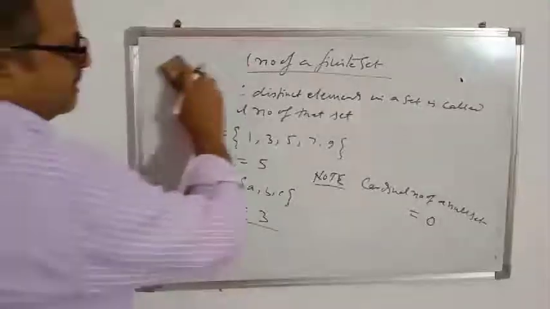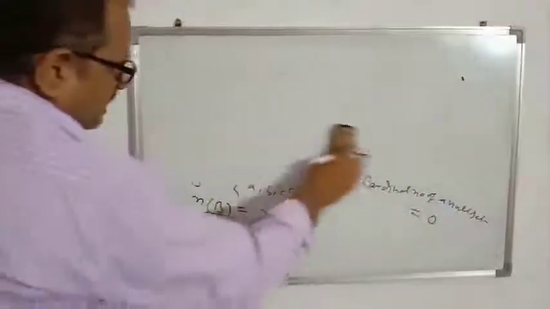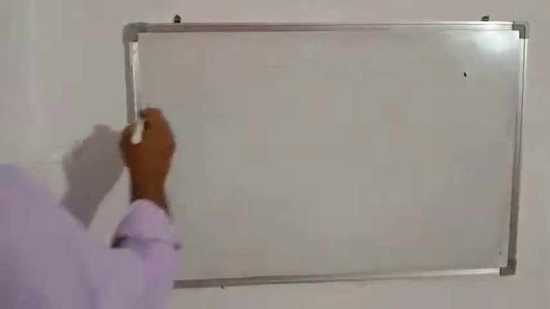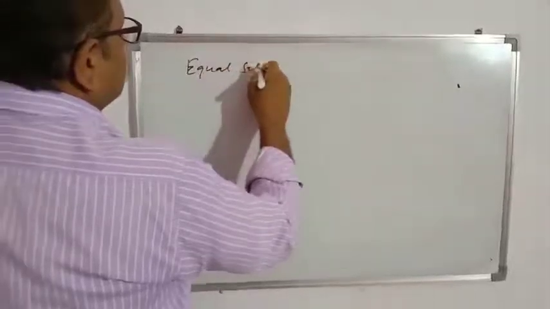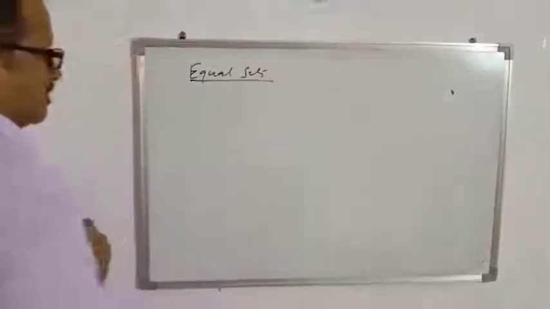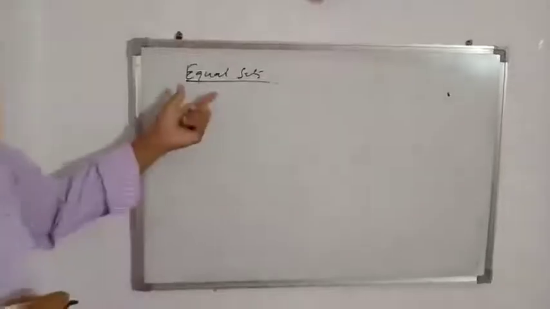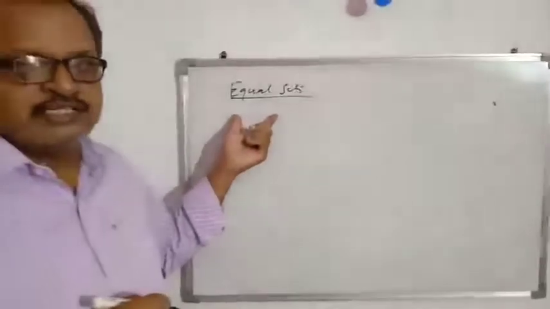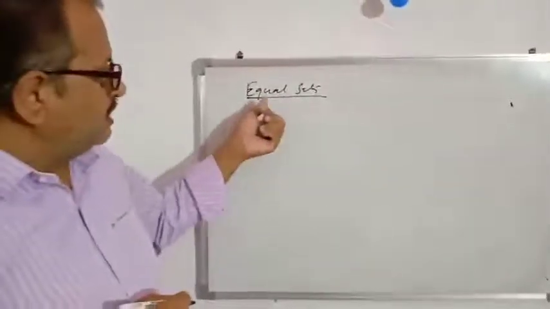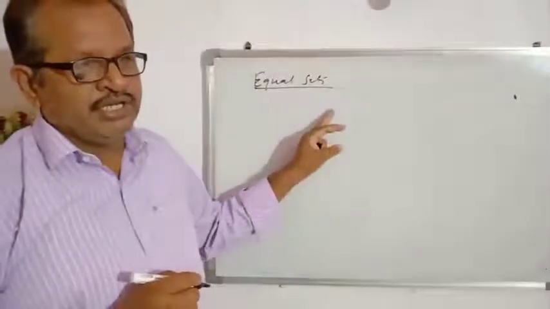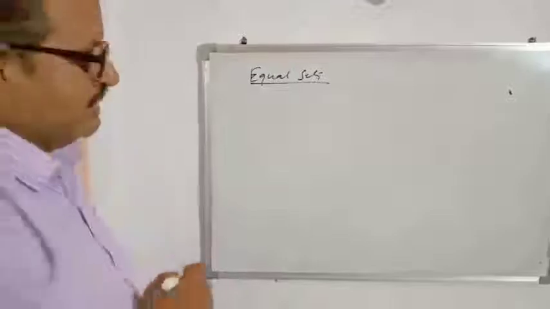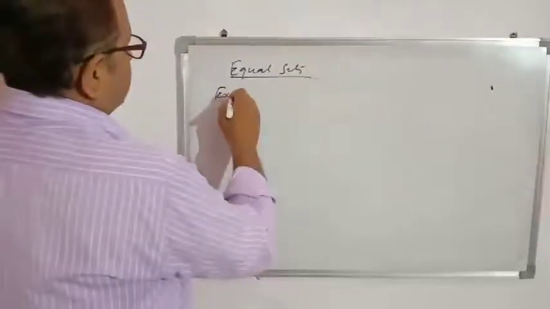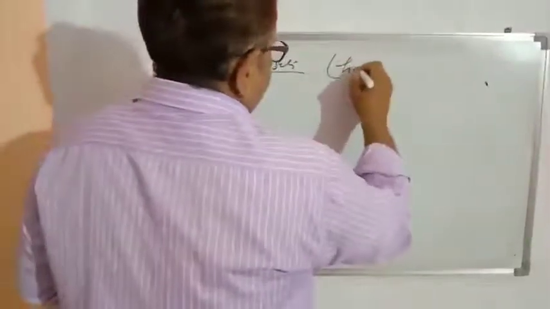Next topic, equal sets. Two sets A and B are said to be equal if they have exactly the same elements. Listen again. Two sets A and B are said to be equal if they have exactly the same elements. See example.